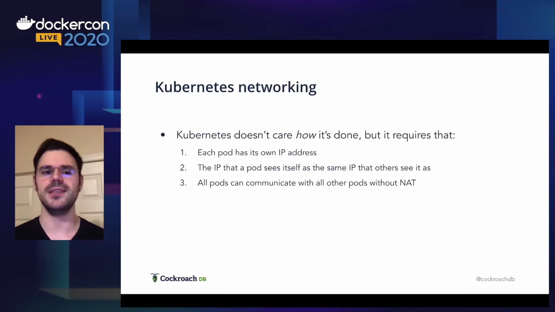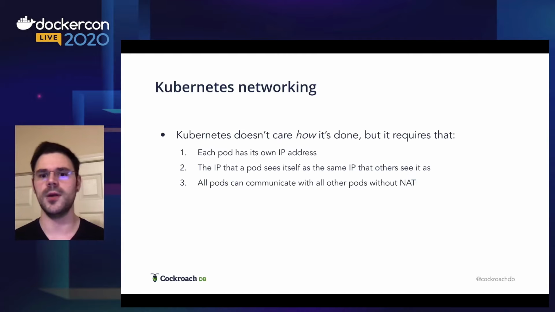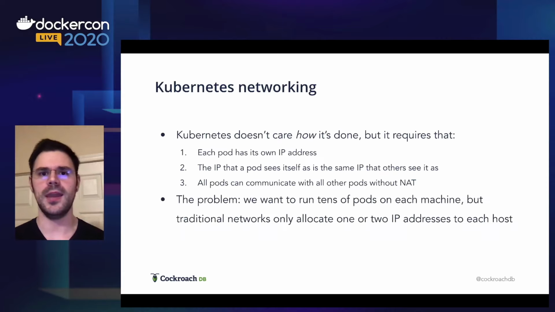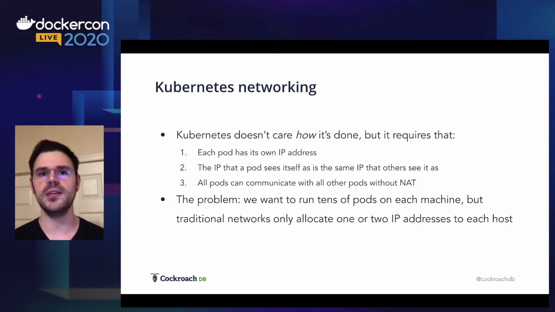Those are that each pod has its own IP address. The IP address that a pod sees itself as needs to be the same IP address that other pods see it as. And finally, all pods need to be able to communicate with all other pods without any form of network address translation. Traditional networking setups make this a little bit difficult as they only allocate 1 or 2 IP addresses per host machine. And on Kubernetes, we're looking to be running in the order of tens of pods per machine.